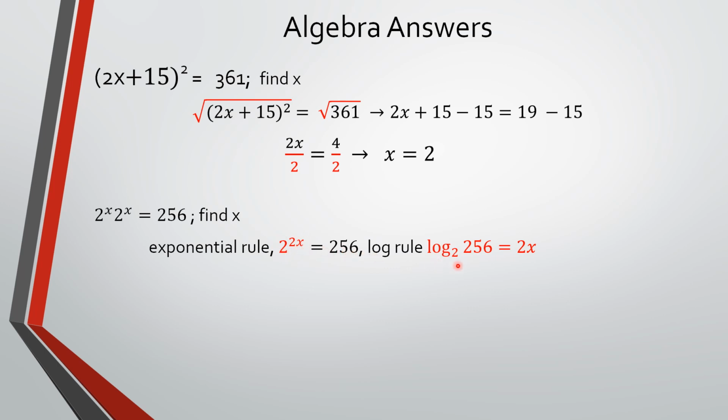We can use the log rule that we learned before. The 256 goes here, the power becomes the 2, and the answer becomes 2x. To solve, we just plug this into the calculator like this, as we learned before, and we get the answer of 8. So now we have 8 equals 2x. You can divide both sides by 2. Very simple. And now we have 4. So x equals 4. If we put a 4 here and a 4 here, we'll get the answer 256.